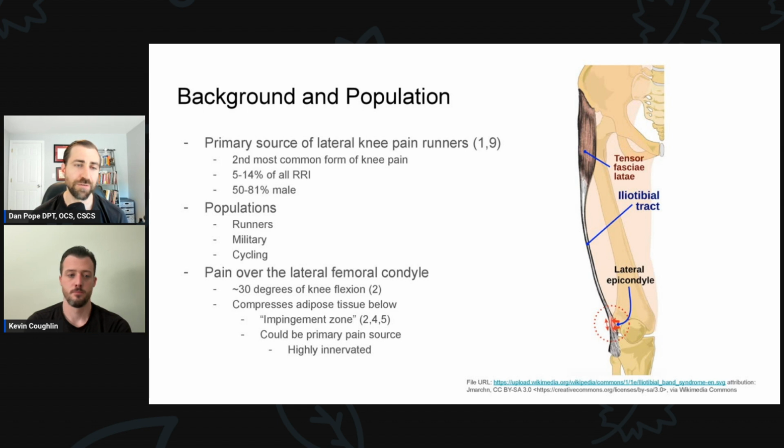So if you think about a Noble compression test, you're trying to push the IT band over that aspect and then bend and straighten the knee through that impingement zone and reproduce someone's symptoms, right? Largely, that's what we think is going on with ITB pain.